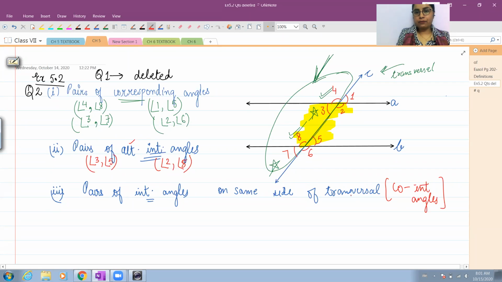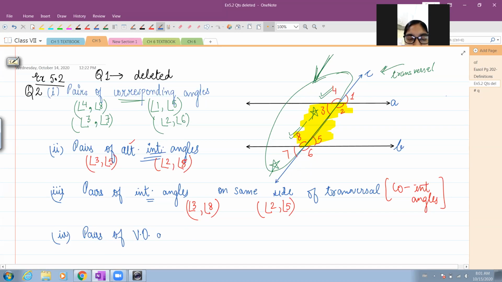Now let's identify. I have already highlighted your interior angles. Pick the ones which are on the same side. 3 and 8, 2 and angle 5. 3 and 8 and angle 2 and angle 5. Right? The last part is to identify the pairs of vertically opposite angles. Angle 1 and 3. That's correct.